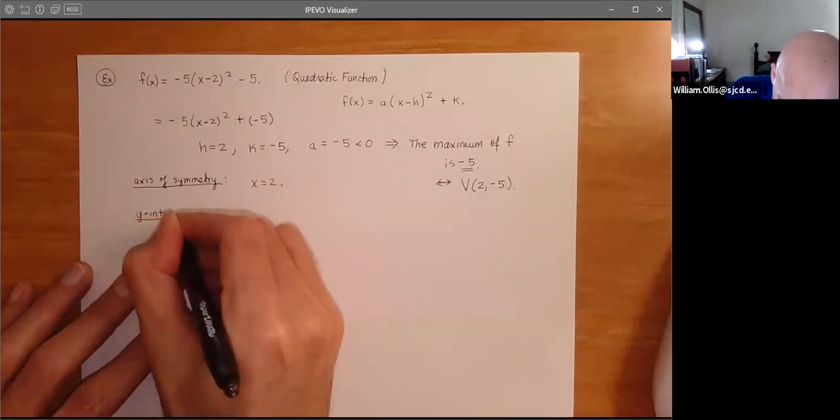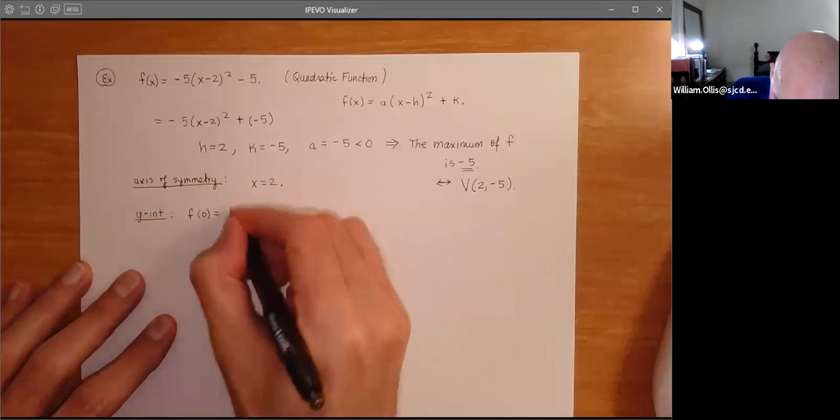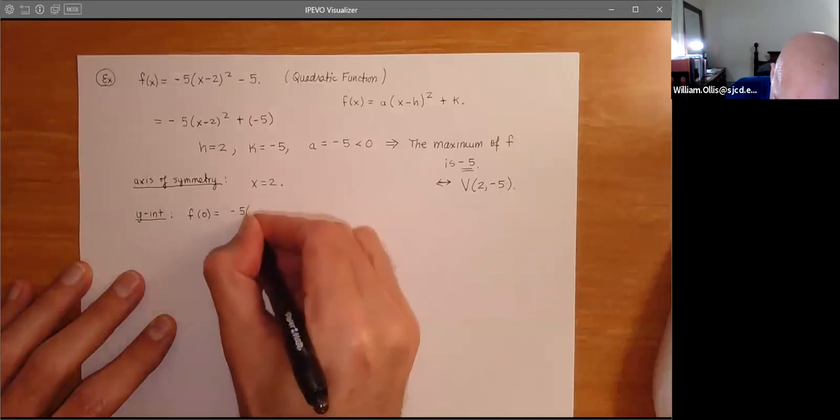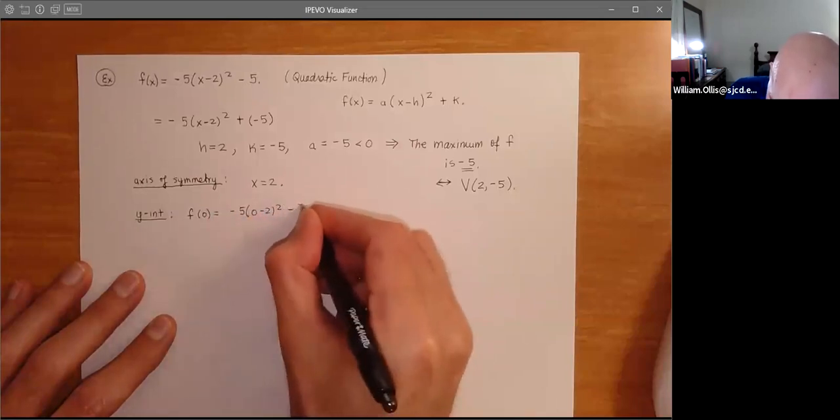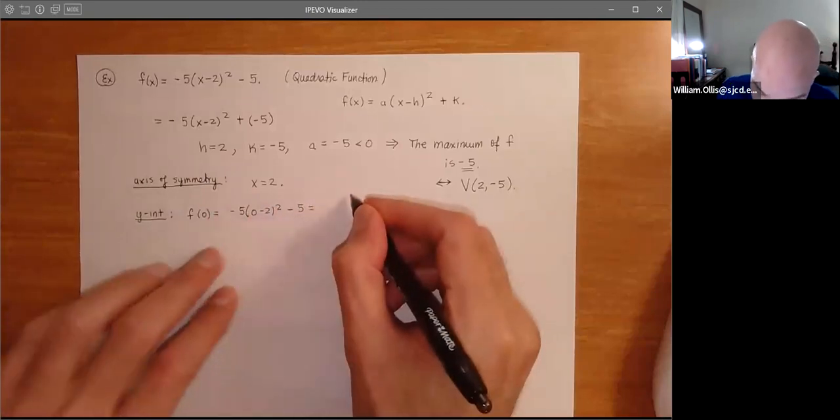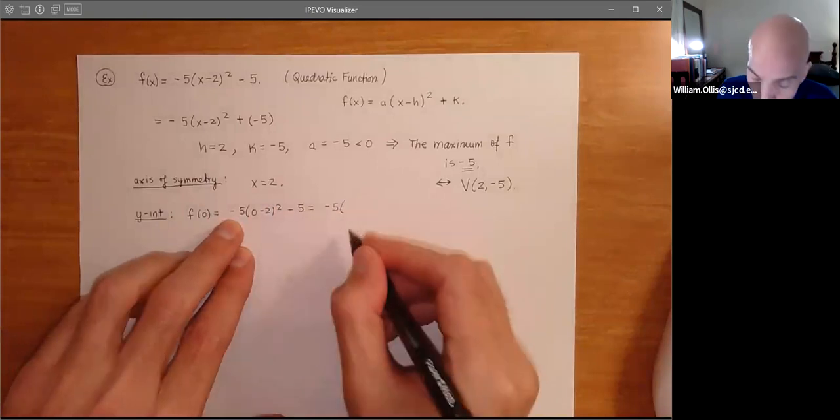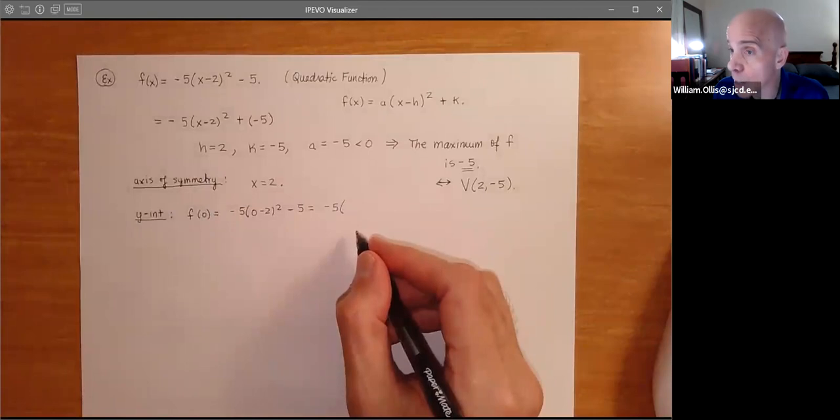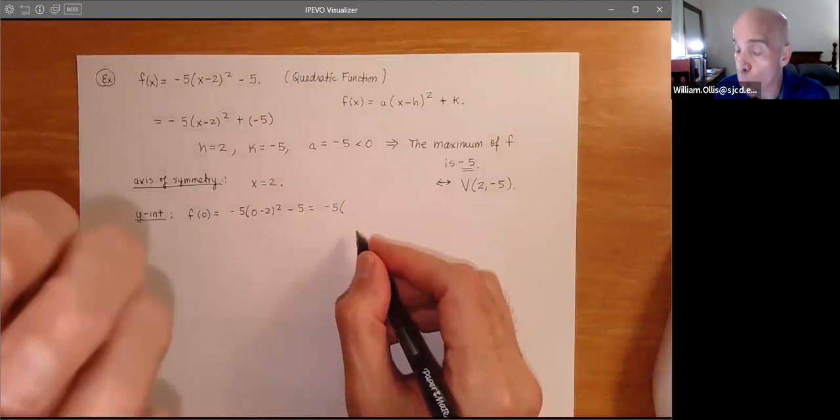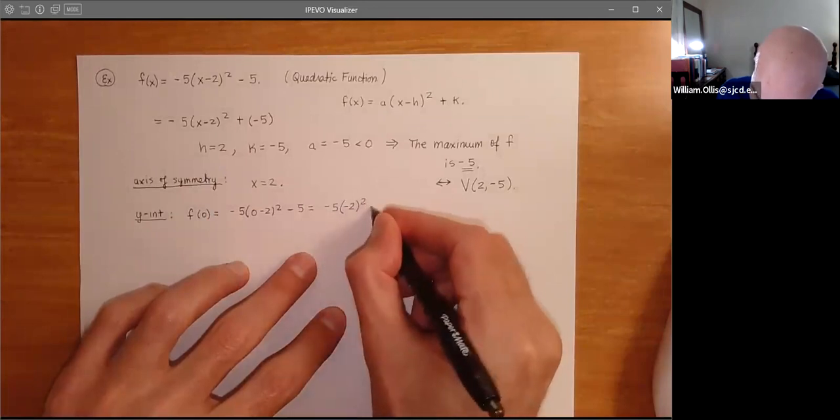x-intercepts, y-intercept. So we want f of 0. So this will be negative 5, 0 minus 2 squared, minus 5. So this will give us a minus 5. Now, of course, we have a negative 2 squared. Remember, when we squared the negative, what happens to it? It absorbs. So I'll go ahead and write this down. Negative 2 squared minus 5.